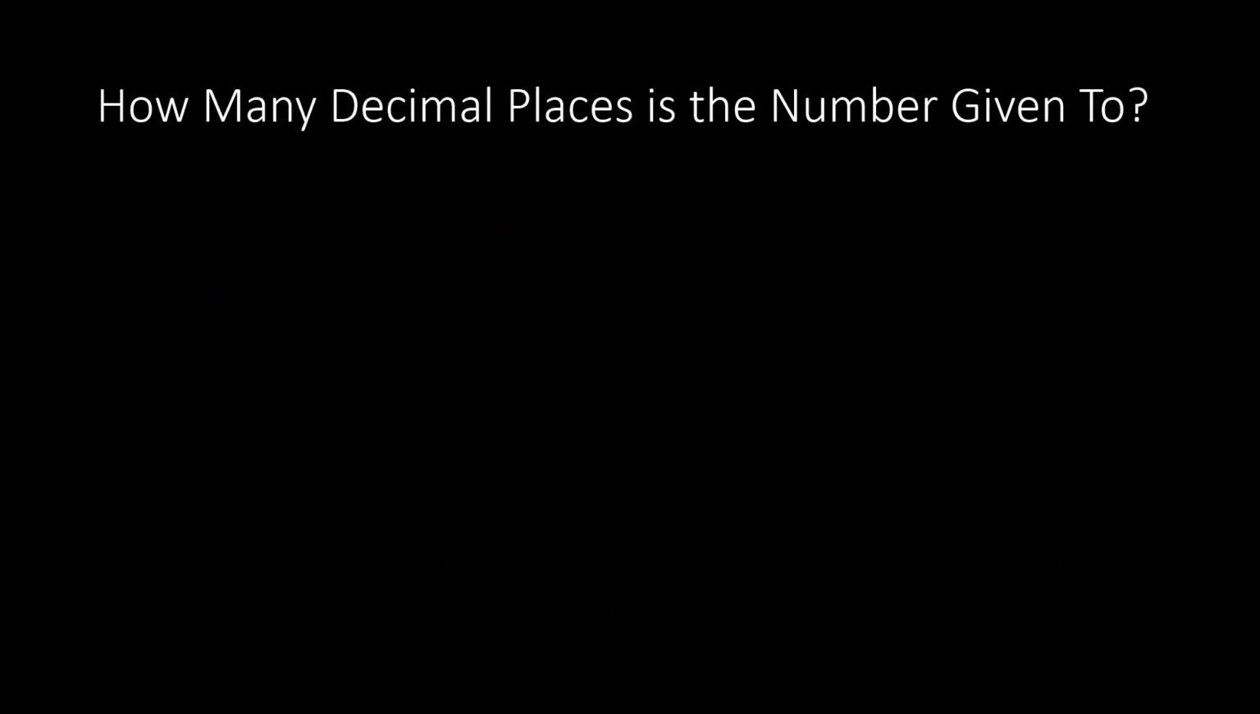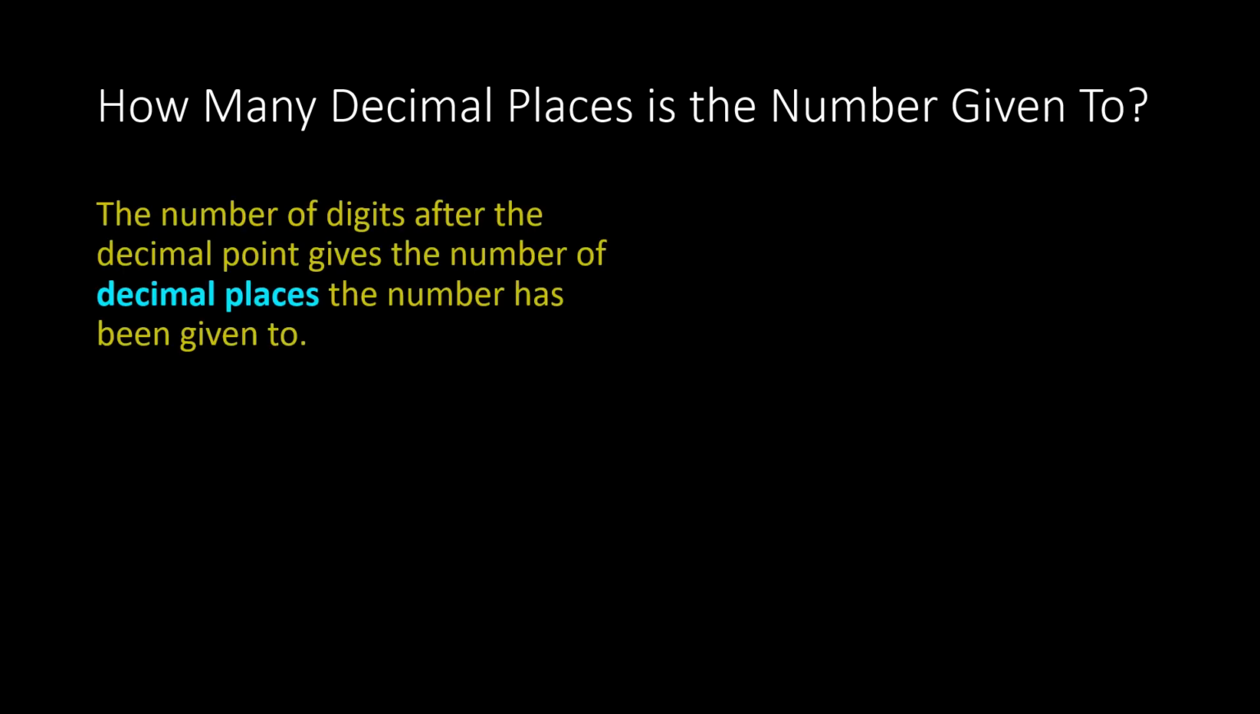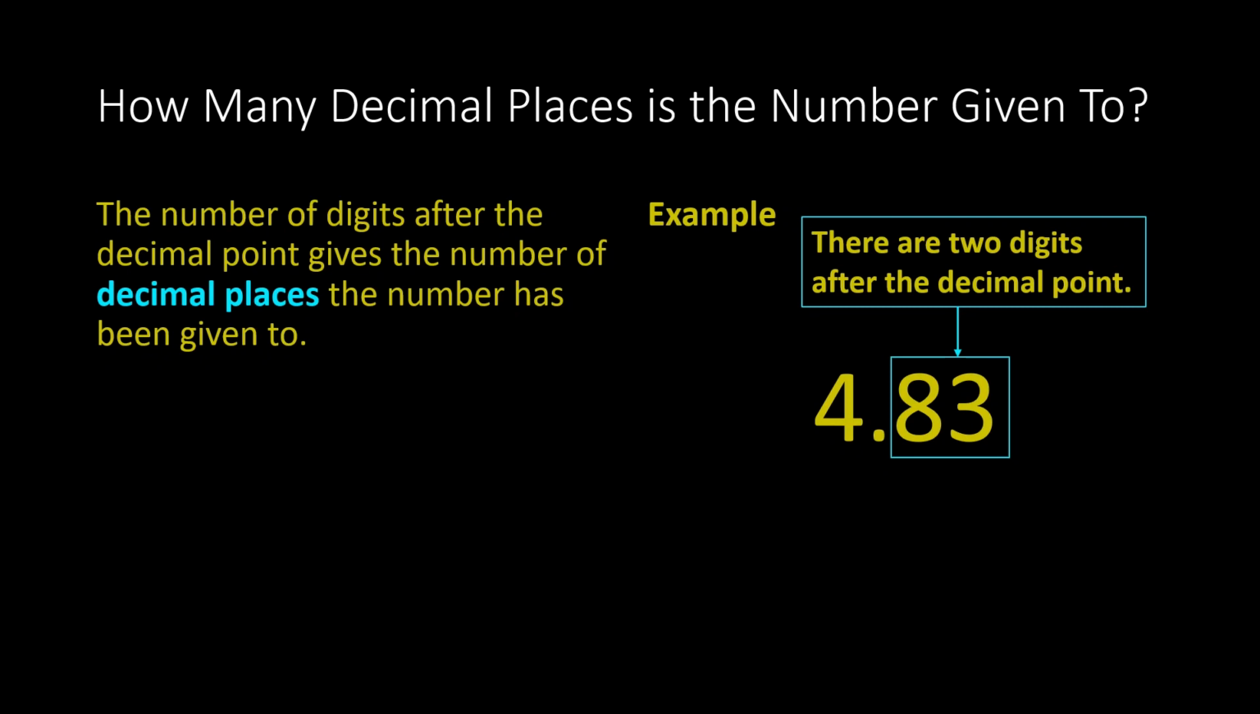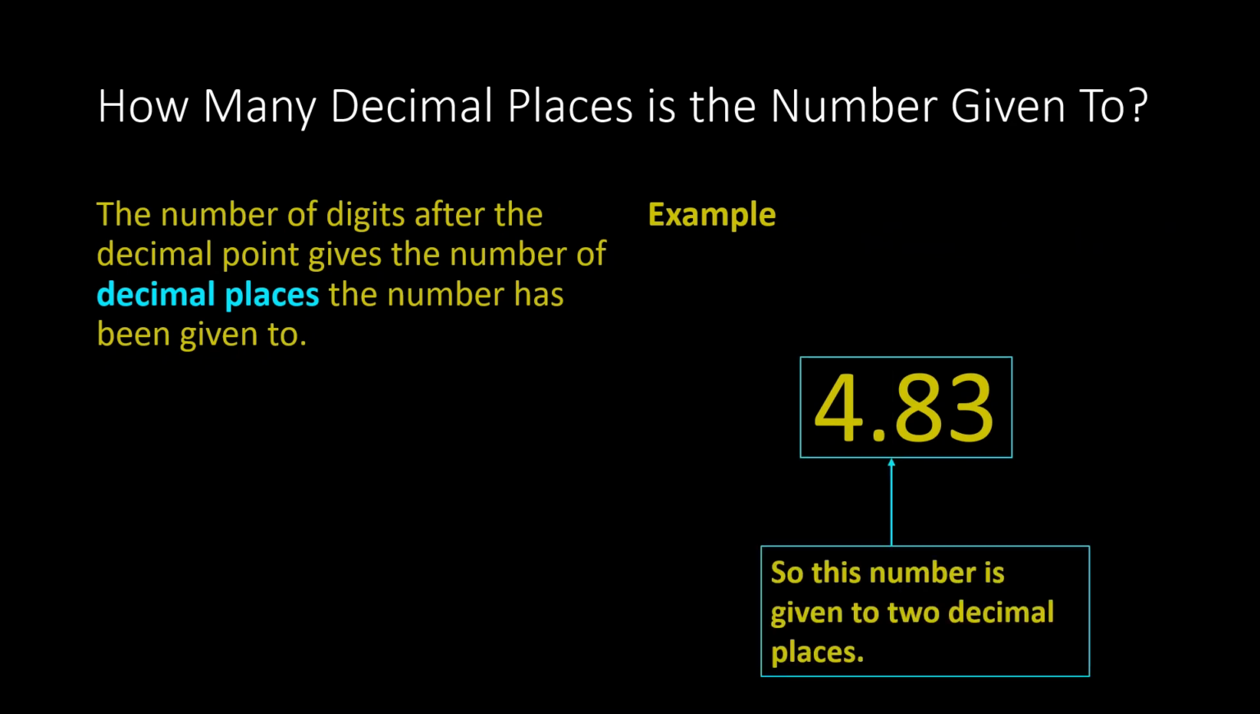We are now going to take a look at how many decimal places a number is given to. The number of digits after the decimal point gives the number of decimal places the number has been given to. So for example, 4.83 has 2 digits after the decimal point. Therefore, this number is given to 2 decimal places.